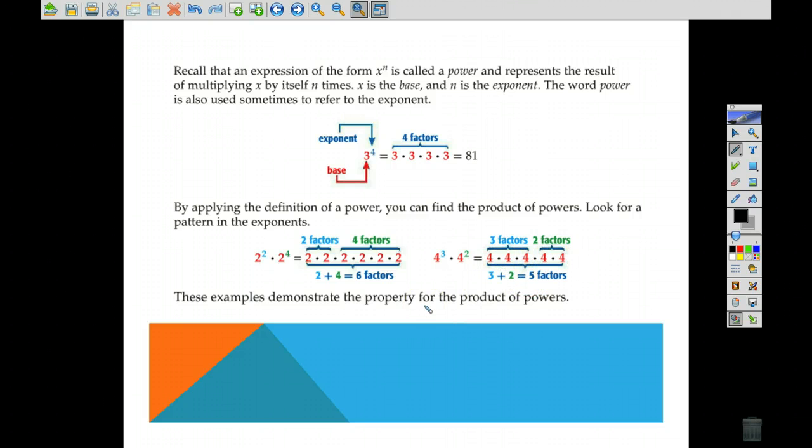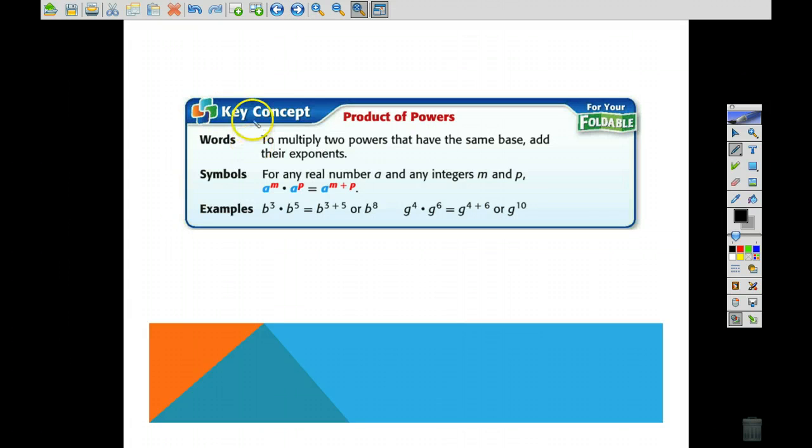These examples demonstrate the property for the product of powers. So if you see a pattern there, we can make a rule of this. To multiply two powers that have the same base, add their exponents. So if you have a to the m power times a to the p power, you're going to simply add those exponents, m plus p. So if you have m to the third times m to the fifth, this will become m to the eighth power. Same for g to the 4th times g to the 6th, it's going to become g to the 10th. You're just adding the small numbers there. Add the exponents, only if the base is the same.